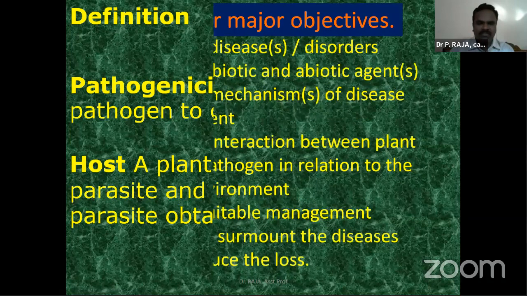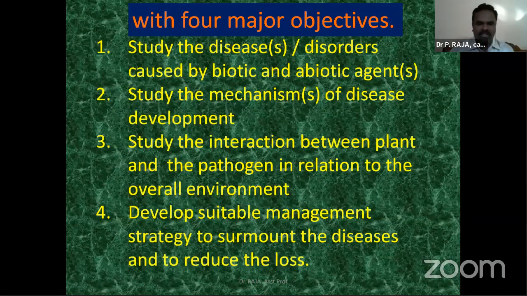The study of plant pathology has four broad objectives. First, we should study the diseases and disorders caused by biotic and abiotic agents, whether the disease is caused by biotic agents such as fungi, bacteria, virus, and viroids, or if it is abiotic, by environmental factors, pollution, and other factors, we must examine them. We must find out what the disease is caused by, whether biotic or abiotic.